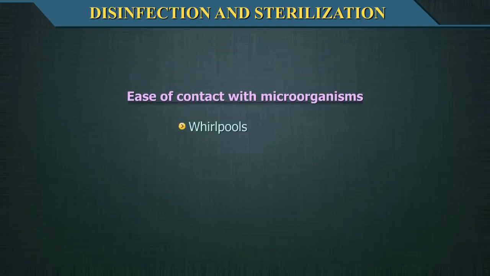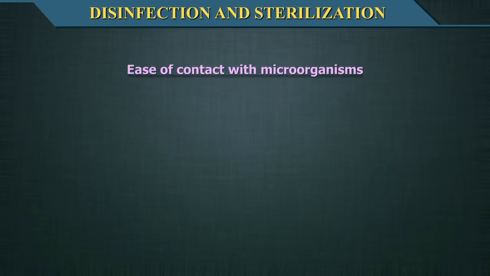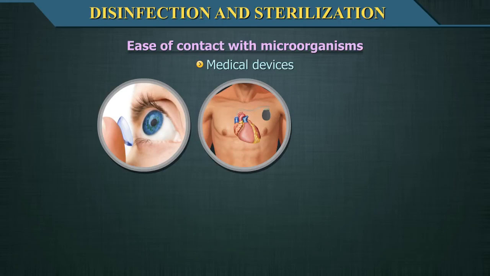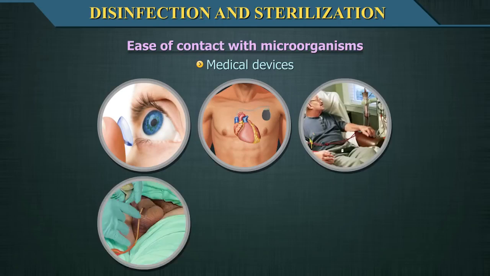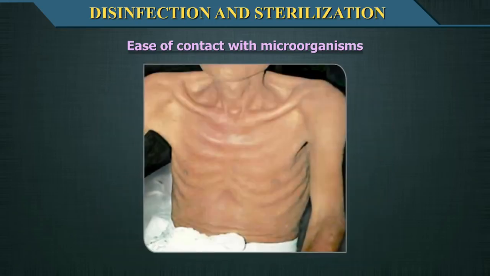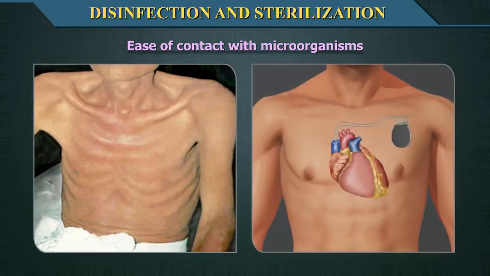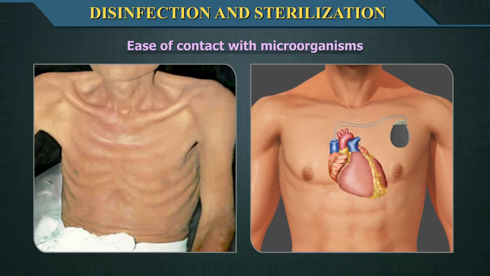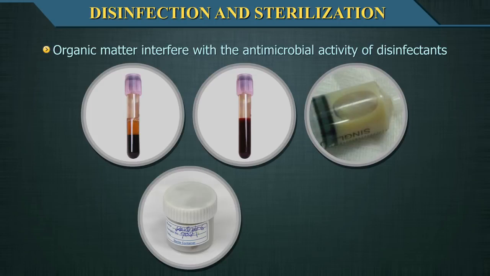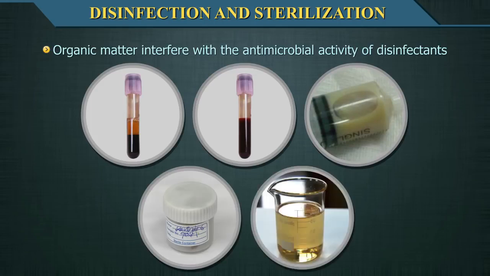Biofilms have been found in whirlpools, dental unit water lines, and numerous medical devices, for example, contact lenses, pacemakers, hemodialysis systems, urinary catheters, central venous catheters, endoscopes. Their presence can have serious implications for immunocompromised patients and patients who have indwelling medical devices. Organic matter in the form of serum, blood, pus, or fecal or lubricant material can interfere with the antimicrobial activity of disinfectants and also act as a physical barrier.